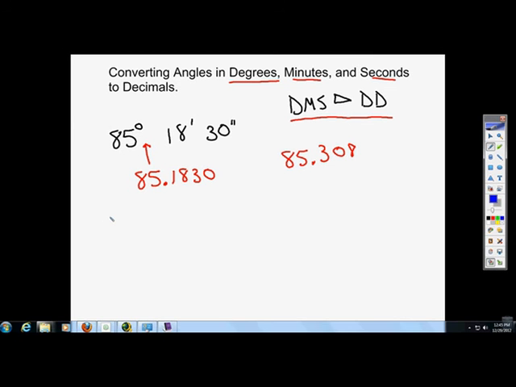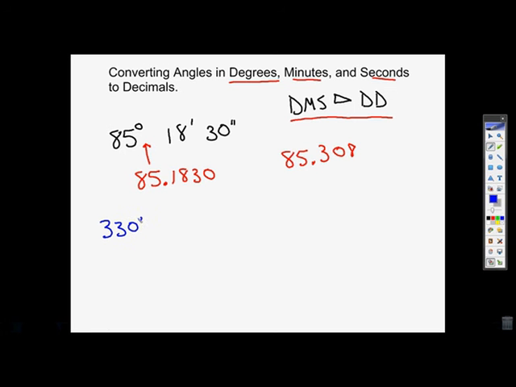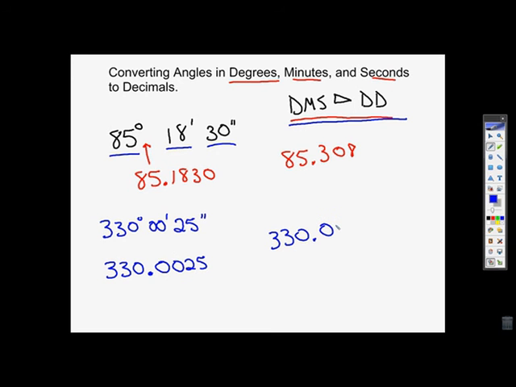The next example in your notes is 330 degrees, 25 seconds. Now be careful when you're punching this in the calculator. In the previous we had degrees and then minutes and then seconds. Here we have degrees and seconds, but there are no minutes. The calculator does not account for that, so we want to think 0 minutes. When we punch this in the calculator, we want 330.0025, that is 0 minutes, 25 seconds. And then do your second function and the conversion key, DMS to DD. This gives us 330 degrees, 0.0069.